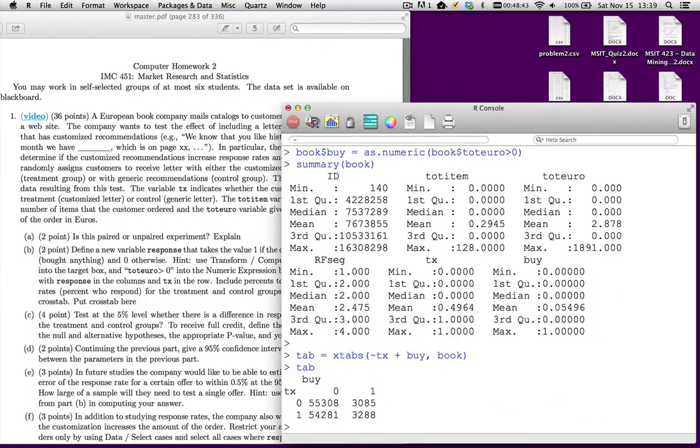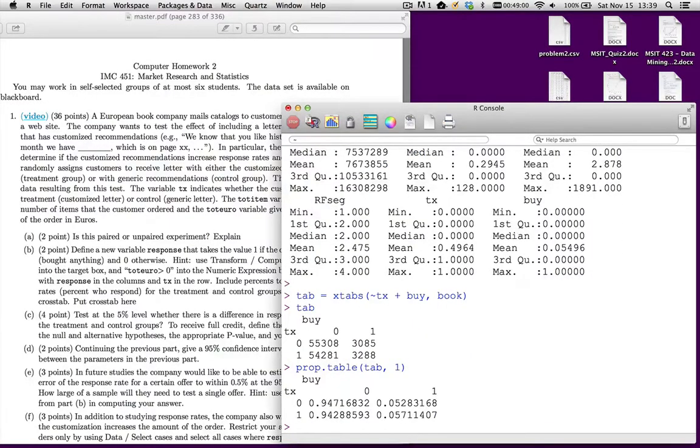Now this gives us counts. So these give the number of counts in each of those four possible combinations. If I do prop.table of the tab, and I want row percent, so I want to condition on tx, this is going to give me response rates. So in other words, 5.7% of those in the treatment group responded versus 5.28% in the control group responded. All right, so now we have some basic descriptives.